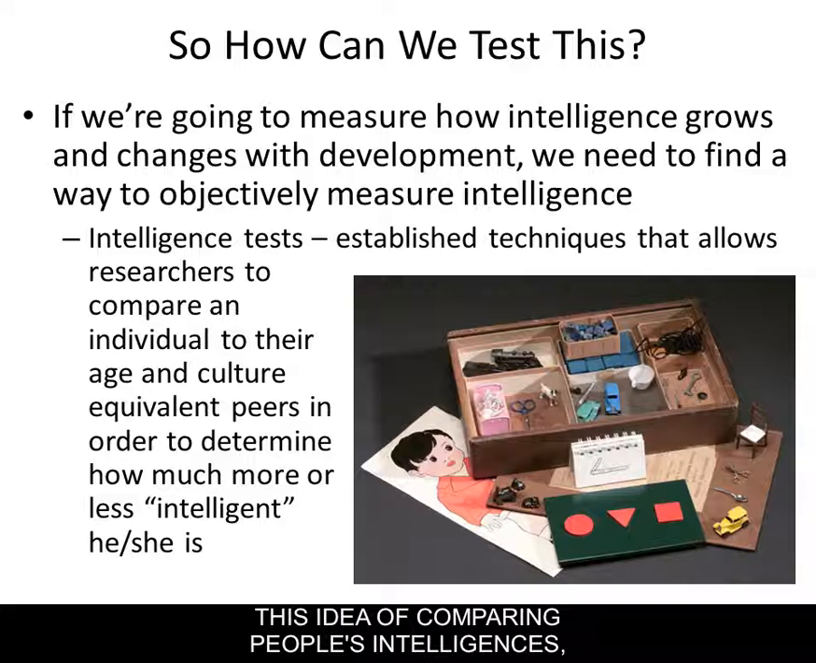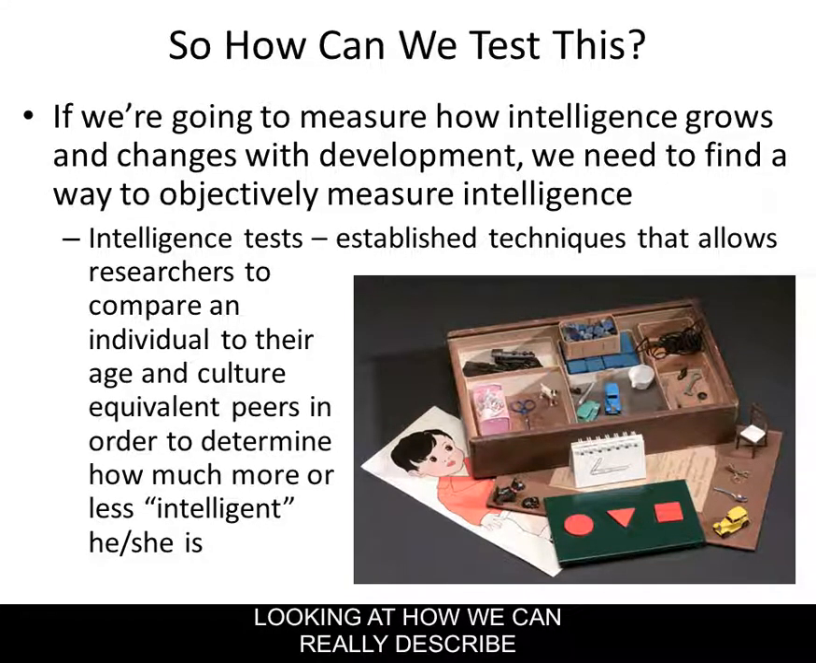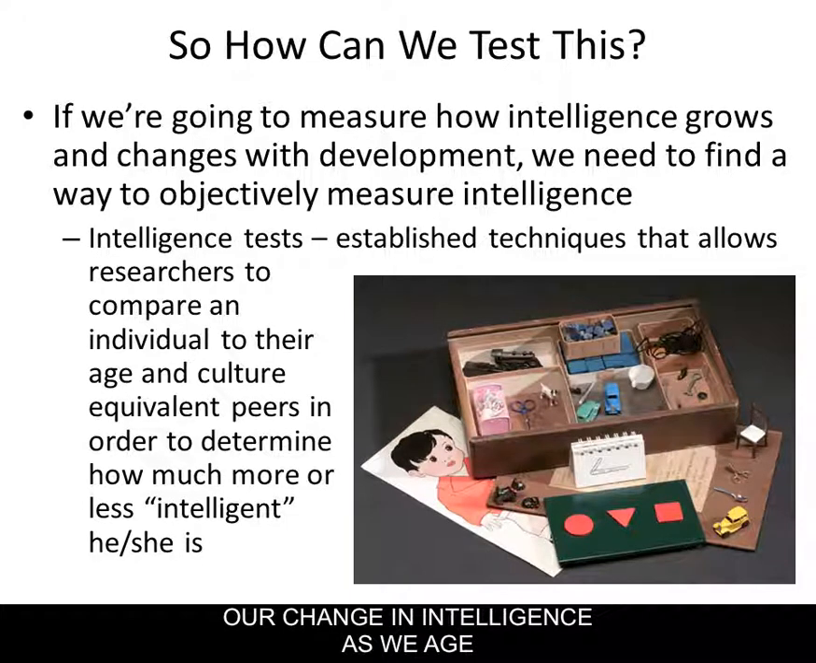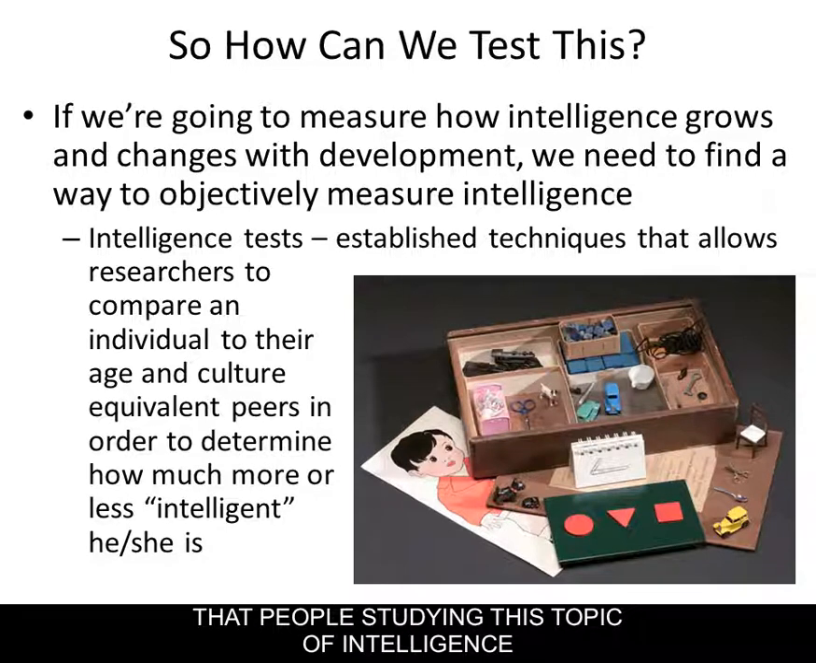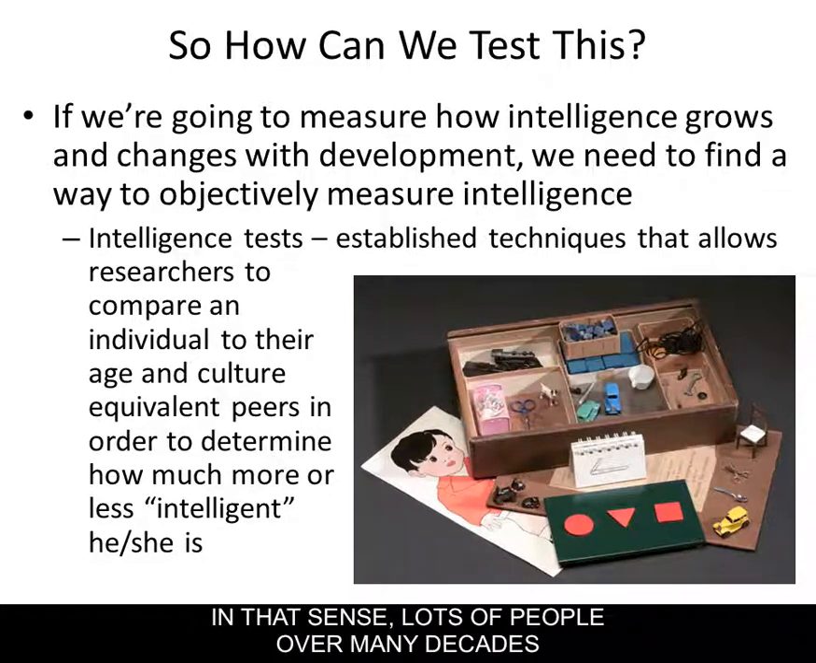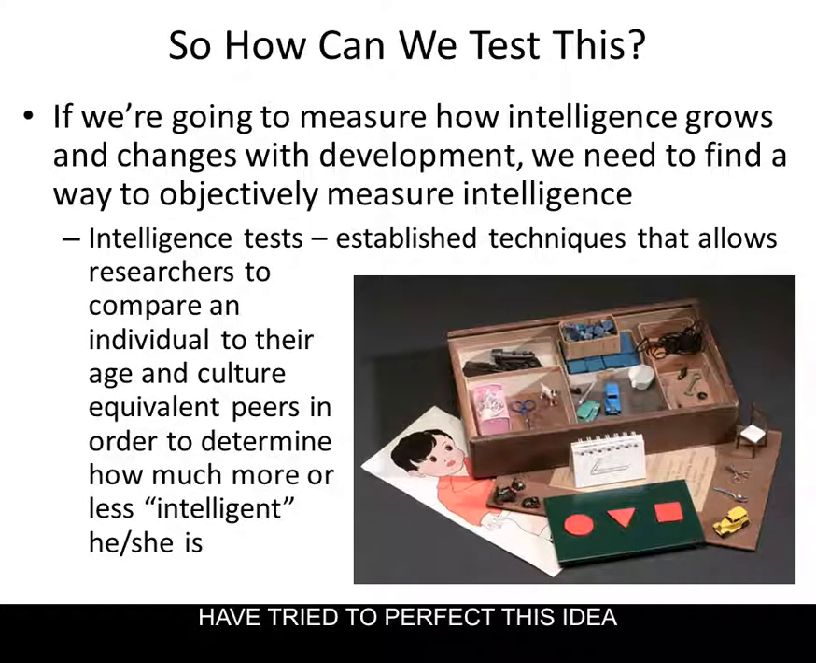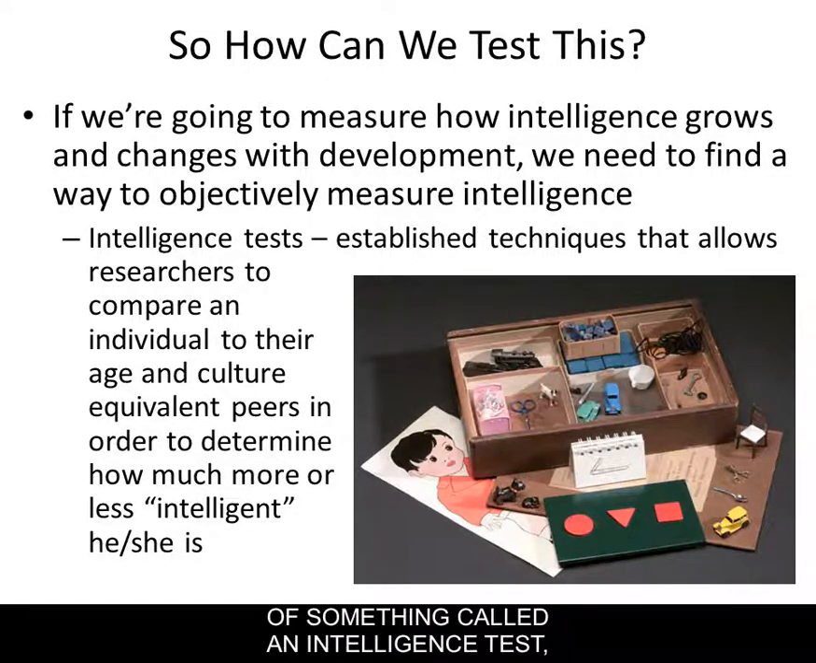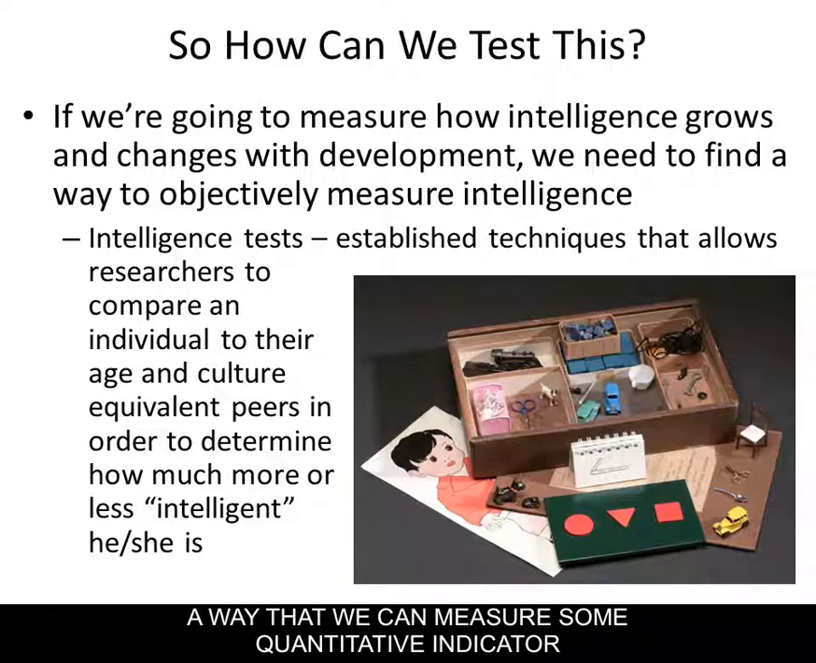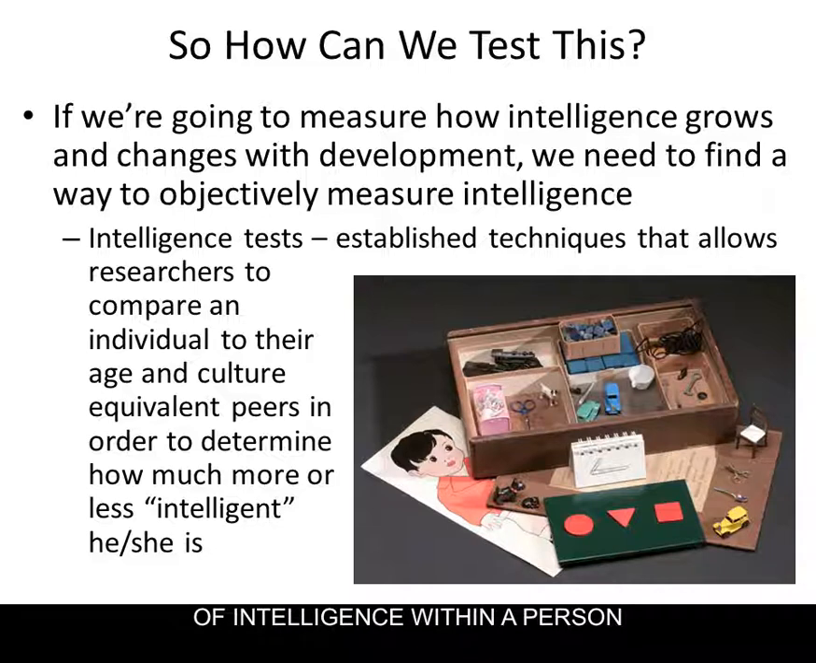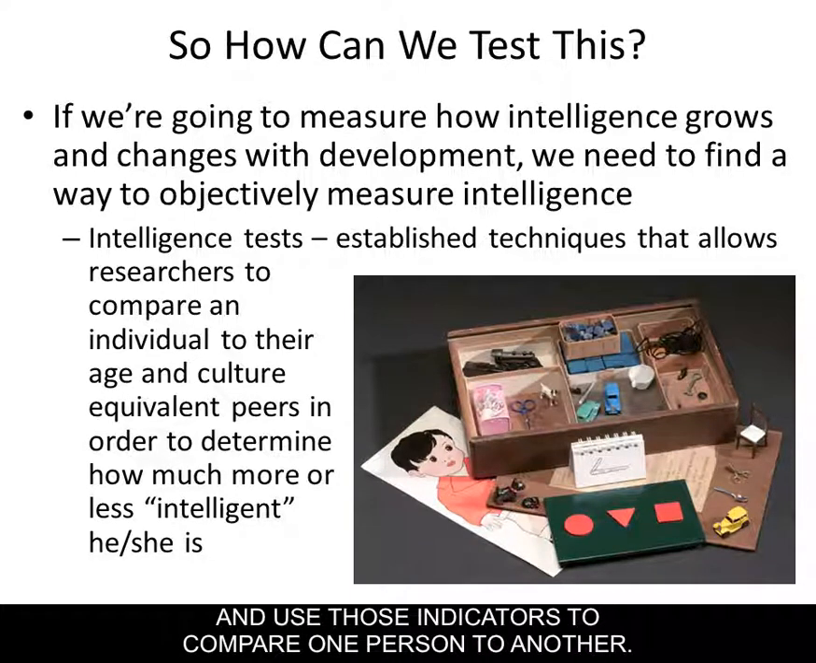This idea of comparing people's intelligences, looking at how we can really describe our change in intelligence as we age, was one of the first areas that people studying this topic of intelligence really struggled with. In essence, lots of people over many decades have tried to perfect this idea of something called an intelligence test, a way that we can measure some quantitative indicator of intelligence within a person and use those indicators to compare one person to another.